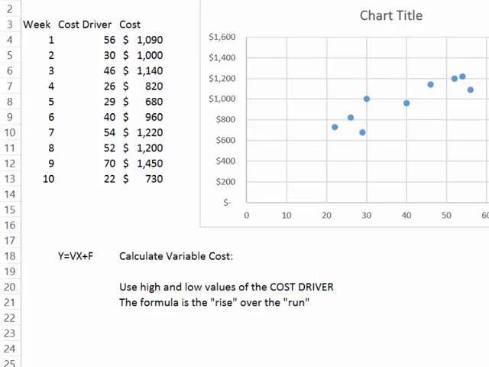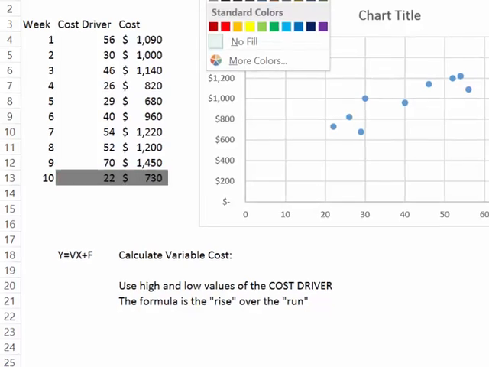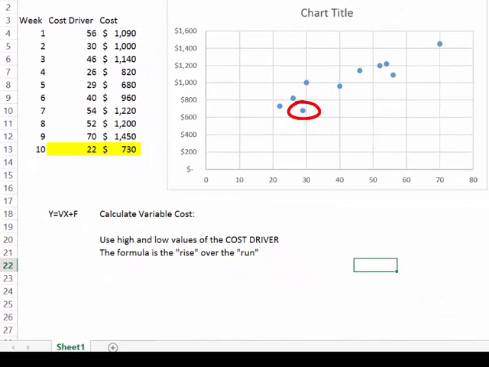not the dollars. So if we come over here and we look, we have our low cost driver is this one. It's series 0.1, 22,730. That is our low. So let's go ahead and highlight this and call this our low. Notice that this has got a lower dollar amount. There is a $680 amount, but we don't want that. We want to go from the lowest driver to the highest driver. Ignore the low and the high dollars. Just look at the low and the high driver for right now.